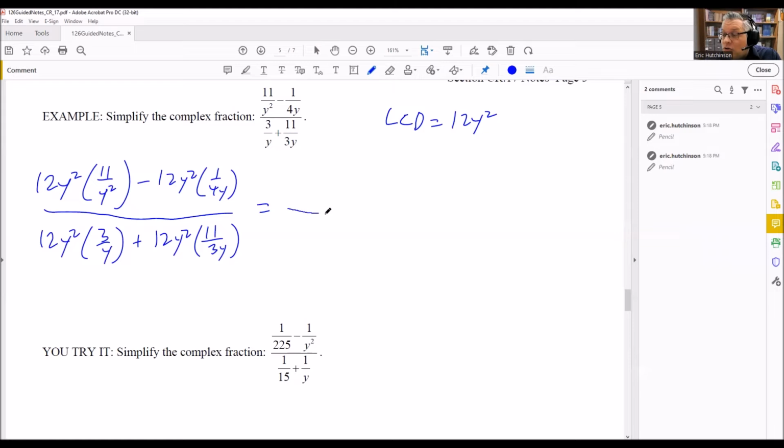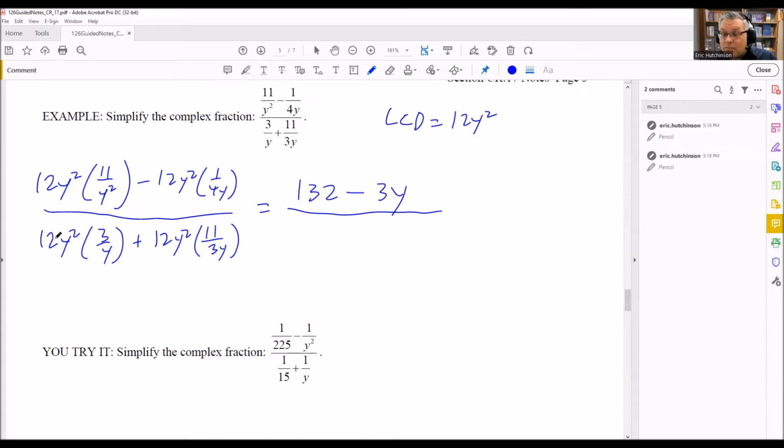Now it's time to reduce. In this case, the y squareds are going to cancel out. And then I'm also going to multiply the 12 times 11. So you're going to get 132, y squareds cancel out. 12 divided by 4 is 3. And then y squared, we're getting rid of 1 y, so you subtract the exponents. That means you'll be left with just a y left over there.